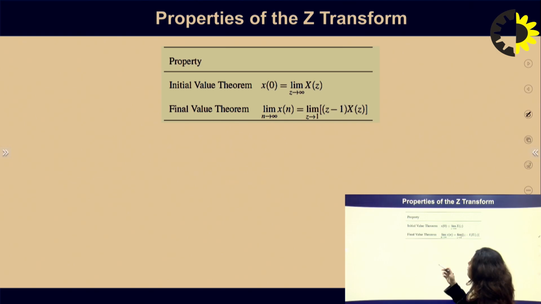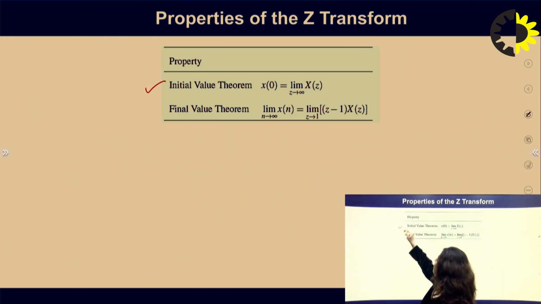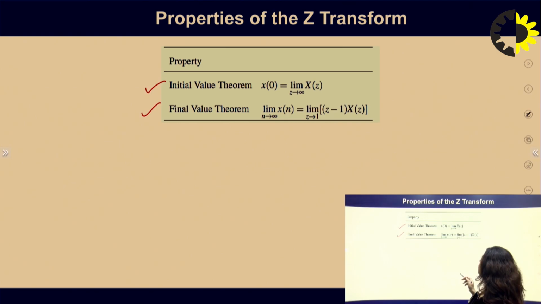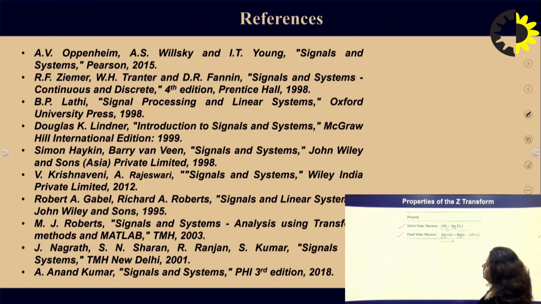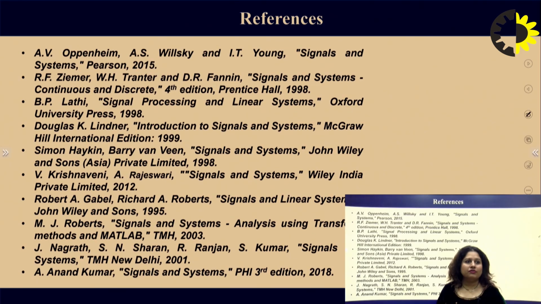There are two more properties which are very important, the initial and final value theorems, which we have already discussed in the Laplace transform. The initial value theorem gives the value of x[n] at n equal to 0, and at n equal to infinity we will have the final value, that is limit n tends to infinity x[n]. So the initial value is x[0], limit z tends to infinity X(z), and the final value, n tends to infinity, is limit z tends to 1 of 1 minus z inverse times X(z), or we can write z minus 1 times X(z).